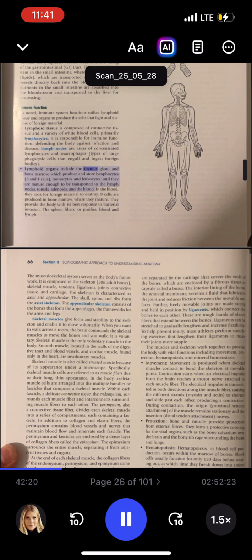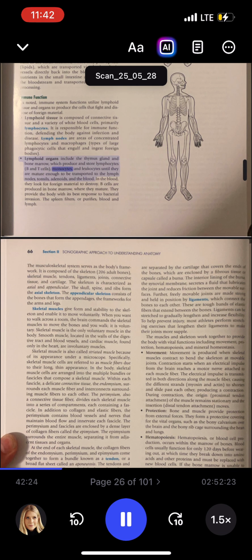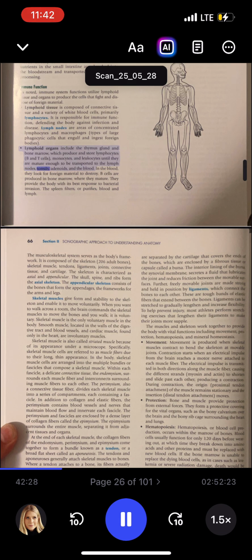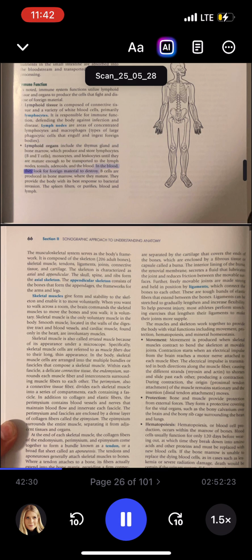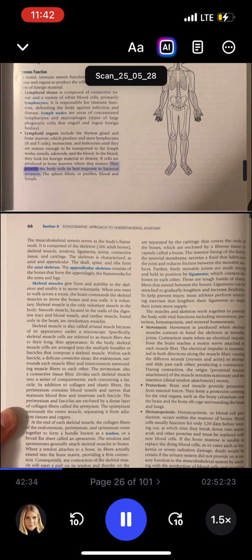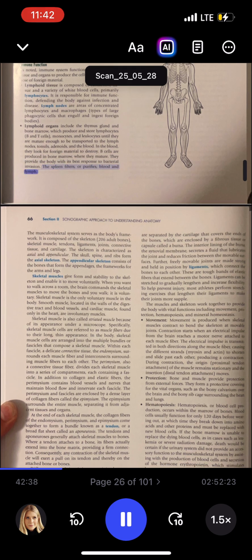Lymphoid organs include the thymus gland and bone marrow, which produce and store lymphocytes (B and T cells), monocytes, and leukocytes until they are mature enough to be transported to the lymph nodes, tonsils, adenoids, and the blood. In the blood, they look for foreign material to destroy. B cells are produced in bone marrow, where they mature. They provide the body with its best response to bacterial invasion. The spleen filters or purifies blood and lymph.